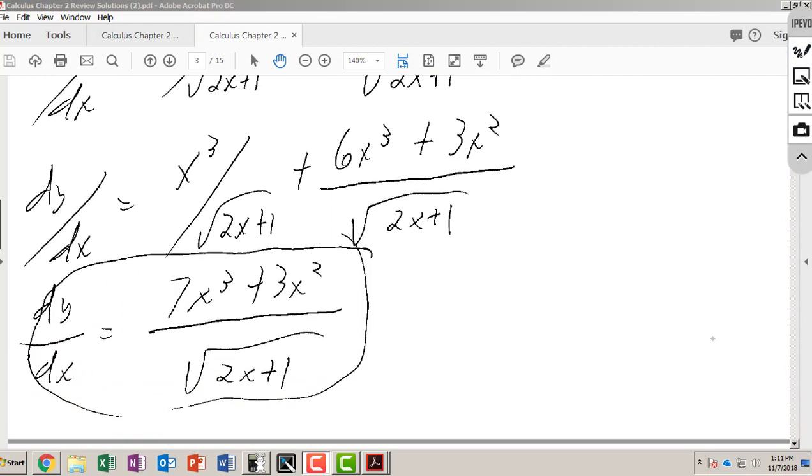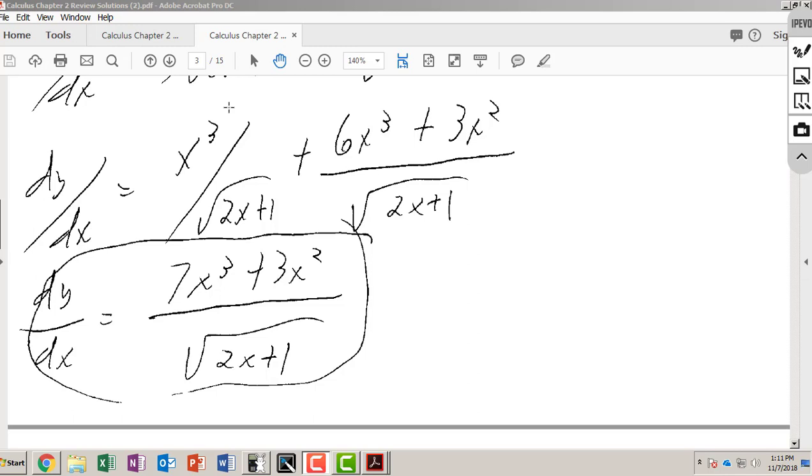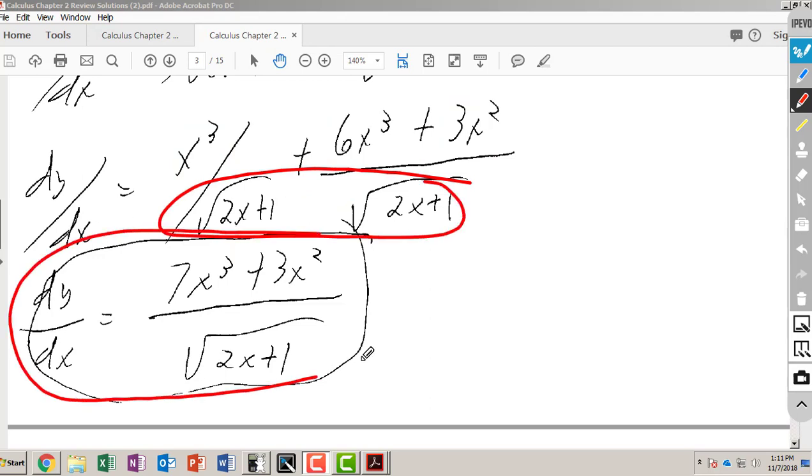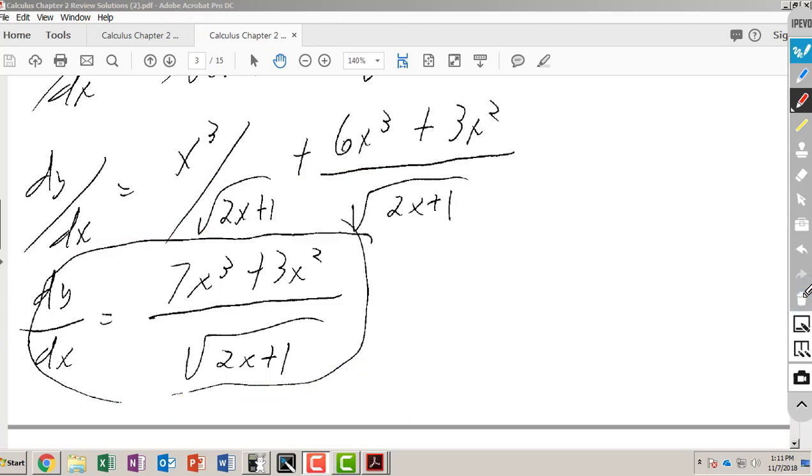So when I add my numerators, I've got x cubed plus 6x cubed gives me 7x cubed. I still have my 3x squared. And then that is all over my common denominator, which is the square root of 2x plus 1. And that is my derivative, or my answer to number 3. I've got 7x cubed plus 3x squared, all over the square root of 2x plus 1.